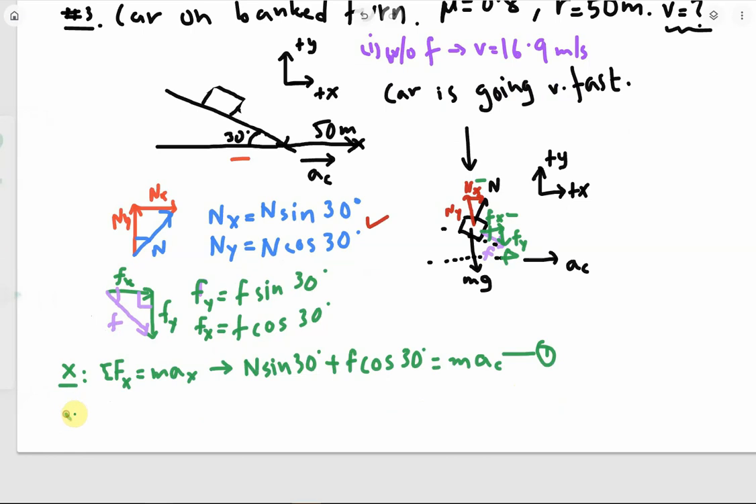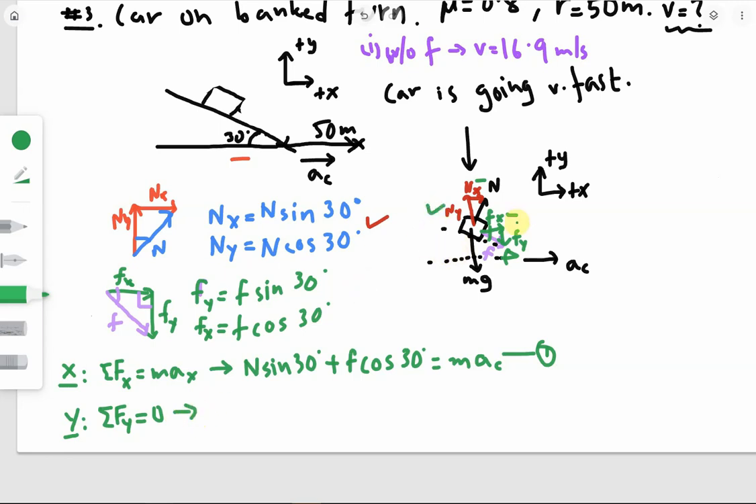Now, what is Newton's second law in the y direction? As usual, there is no acceleration in the y direction because the car is not moving in the y direction. So we can just write the summation of Fy is equal to 0, right? What are the forces in the y direction? We have Ny, we have Fy, and we have Mg. Ny is directed upwards, so positive. Fy is directed downward, so it's negative. Mg is also directed downward, so that's also negative, right?